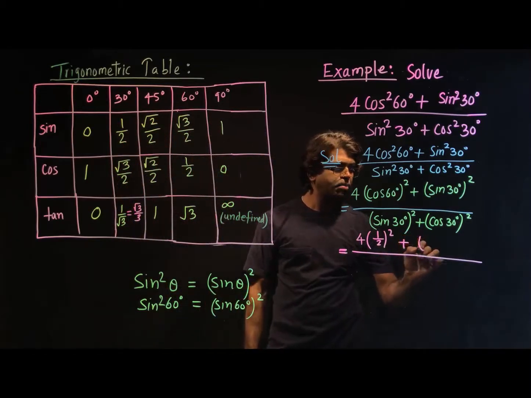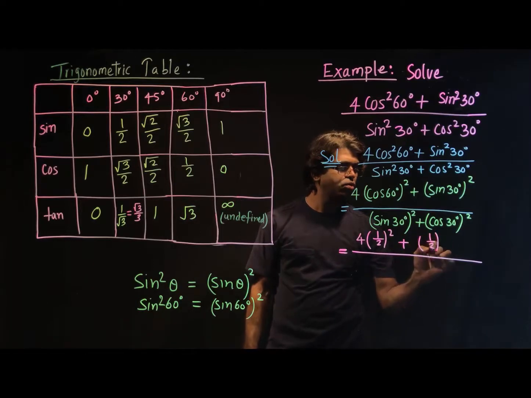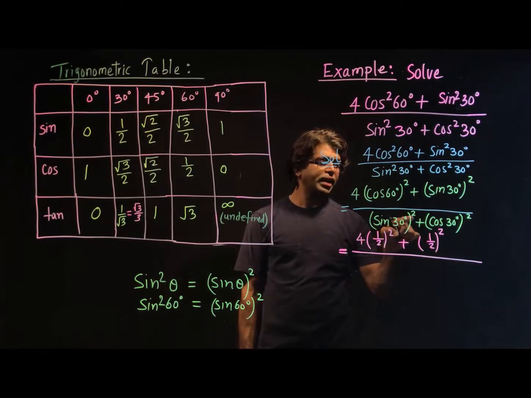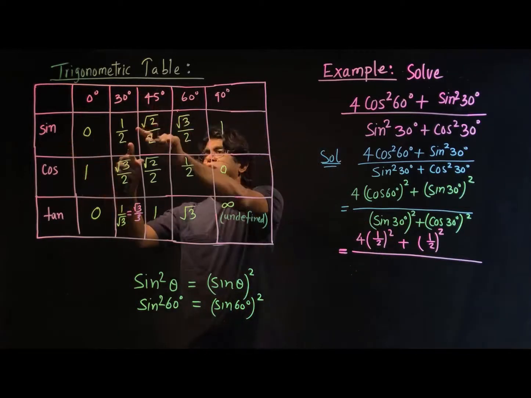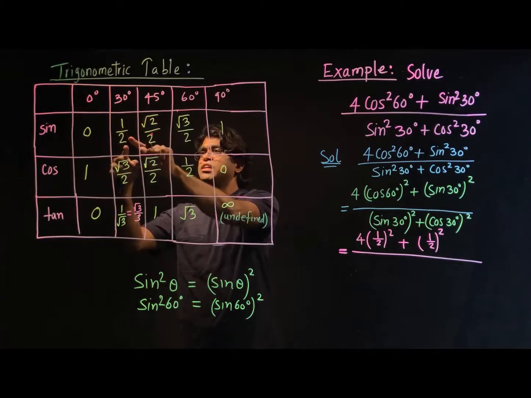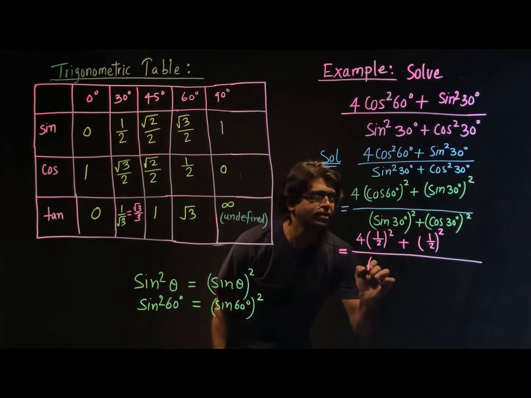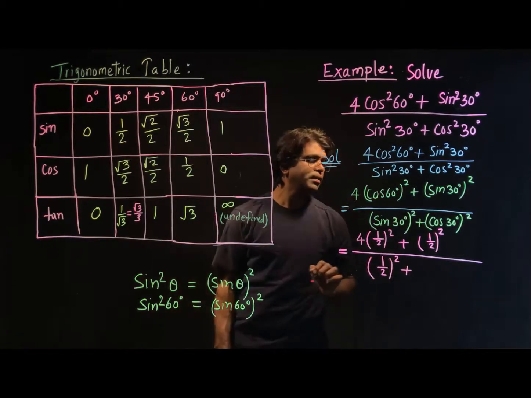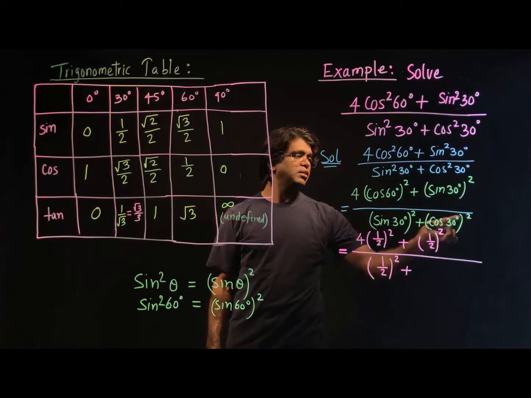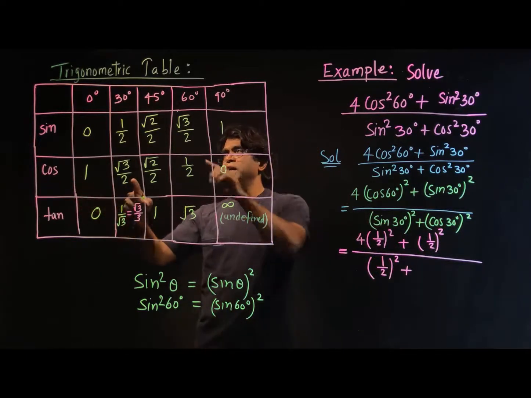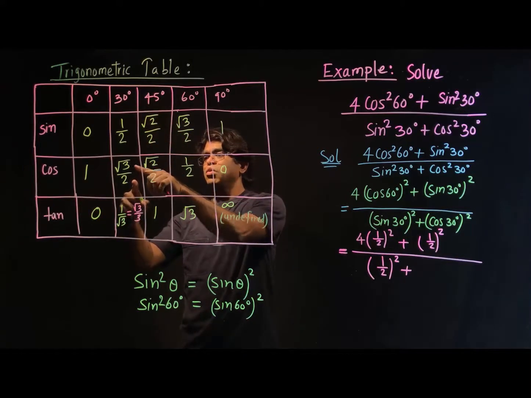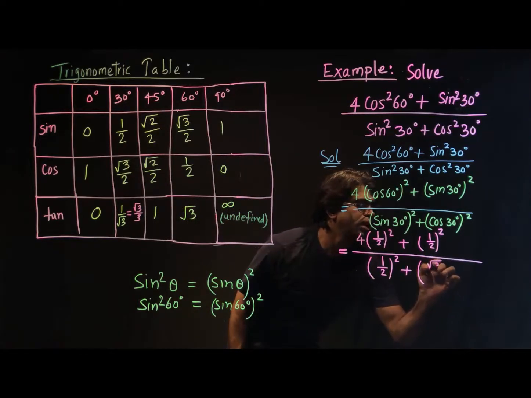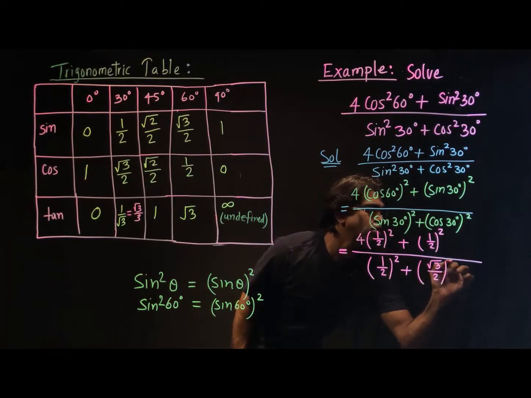So I will write inside the bracket 1 over 2 whole square over sine 30 degrees whole square again. Sine and 30 meet over here, so the value of sine 30 is 1 over 2 again. So I will write inside the parentheses 1 over 2 whole square plus cosine 30 degrees whole square. This is cosine and this is 30, so cosine 30 is root 3 over 2. So I'm going to write root 3 over 2 whole square.